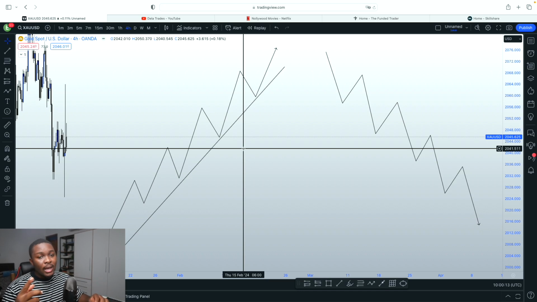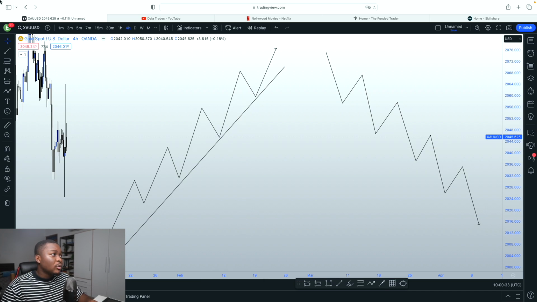The market moves up, comes down, moves up, comes down, and there's something we call impulsive moves and correction moves. Anytime the market is in an uptrend, the market moves to the upside are always impulsive, and the market moves to the downside are always in a correction phase. Now let's dive into the chart and get to really understand what I'm talking about.